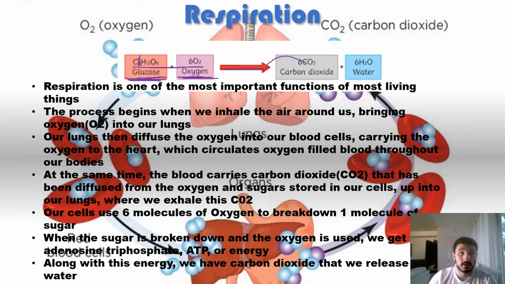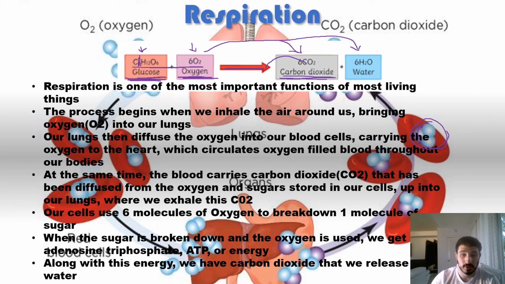This carbon dioxide is then diffused into our blood, as you can see in the little image here. It's diffused into our blood and then brought back straight to the lungs where we exhale it. In the formula, you could see that there's 1 molecule of glucose and 6 of oxygen. That will give us 6 molecules of carbon dioxide and 6 molecules of water.